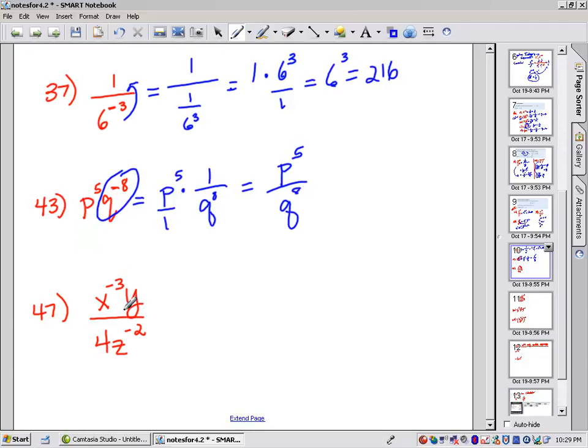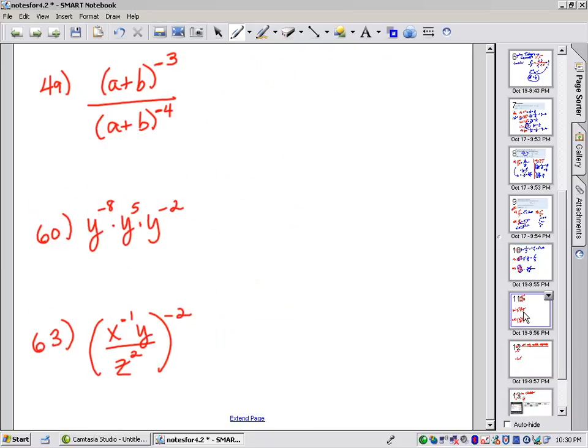x to the negative 3rd y over 4z squared, or z to the negative 2 rather. The easiest way to do this is to use the rule about crossing the fraction bar to change the sign. So if we want to make all of the negative exponents positive, the x to the negative 3 will have to move, as well as the z to the negative 2. So the y in the numerator stays. The x to the negative 3 is going to come down to become x to the positive 3. The 4 in the denominator will stay, and the z to the negative 2 is going to come up to become z squared. Since the 4 is not in parentheses, it has to stay in its location. If that 4z were in parentheses, the whole thing would have to move up to become positive.